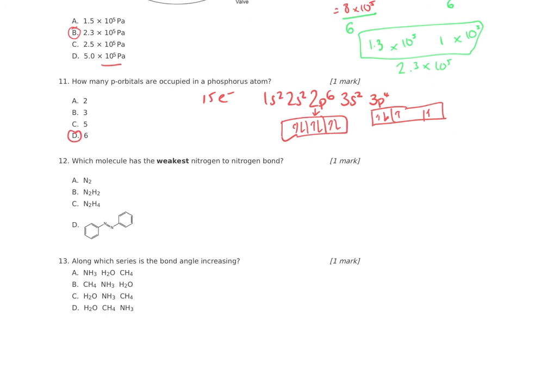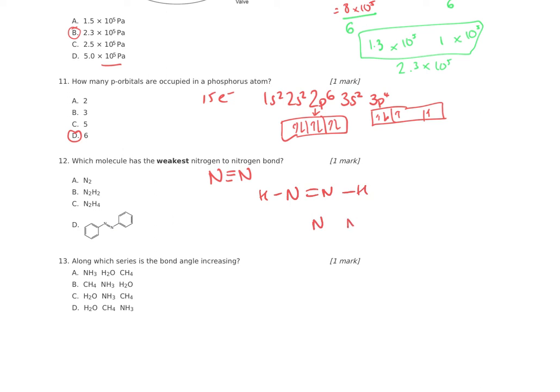Which molecule has the weakest nitrogen to nitrogen bond? So N2, and you can do dot and crosses if you're not 100% sure, but nitrogen makes 3 bonds. So that's going to be N2. Then the next one, N2H2. So I can literally just draw the atoms in. I know there's going to be single bonds there. Nitrogen forms 3 bonds. And again, I can do dot and cross and work this out. It'll just take me a bit longer.